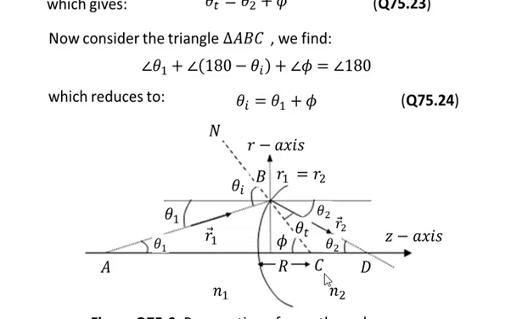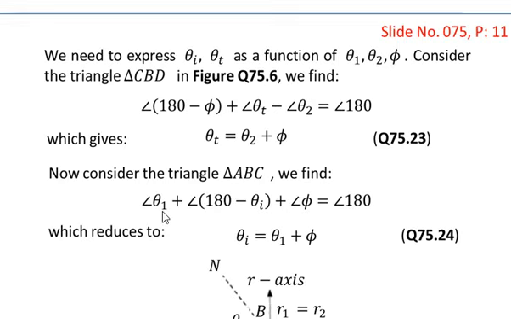Now consider the triangle ABC, this triangle A, B and C. Here we have the angles: angle theta 1 plus angle 180 degree minus theta I plus angle phi. Only the angle which is of optical interest is the angle theta 1, and theta 1 according to our sign convention is a positive angle. The rest of the quantities are not optical angles. So we have angle 180 degree minus theta I plus angle phi.